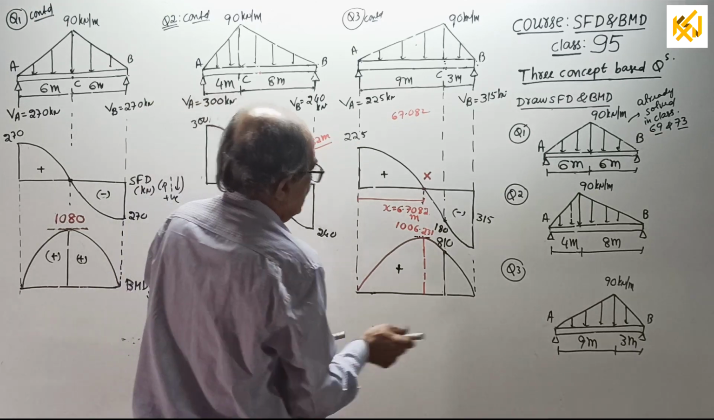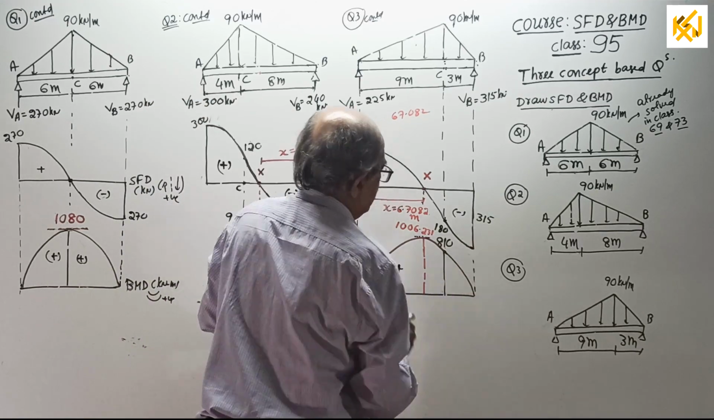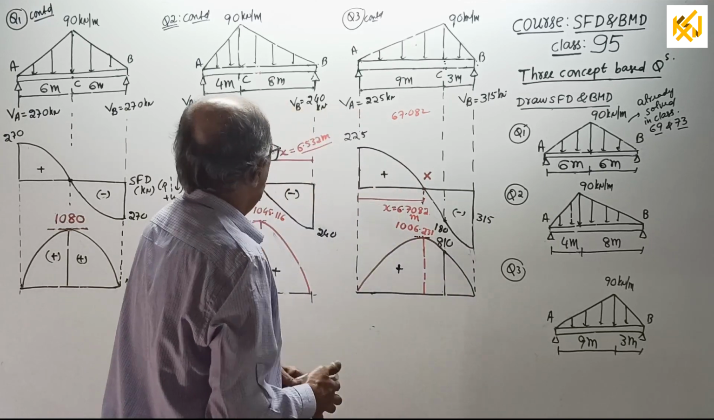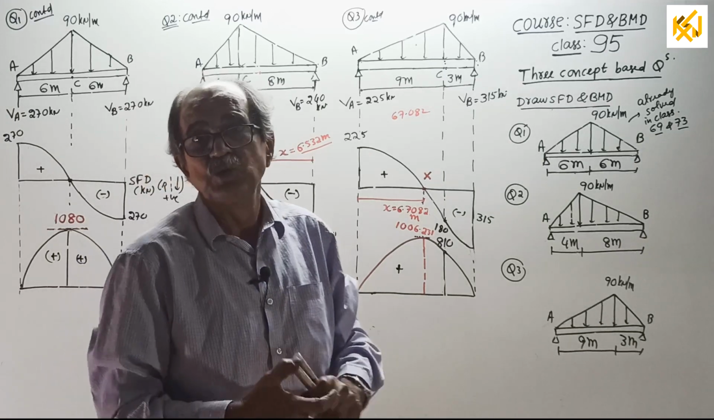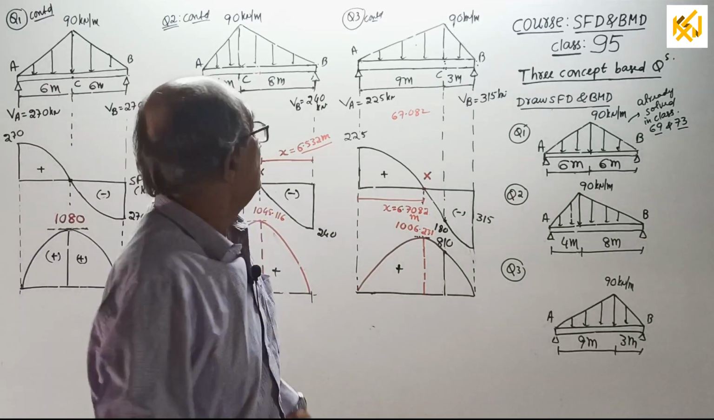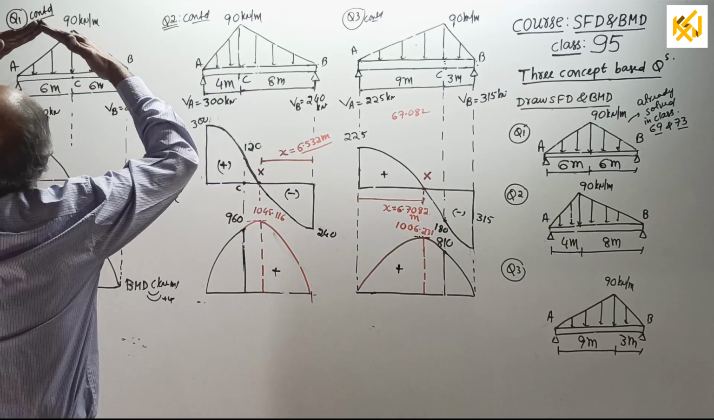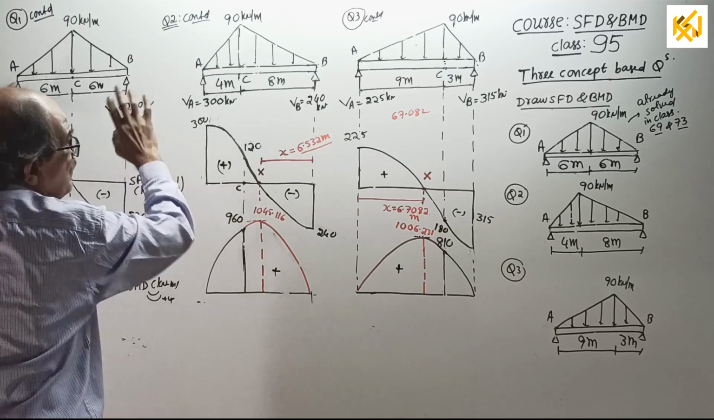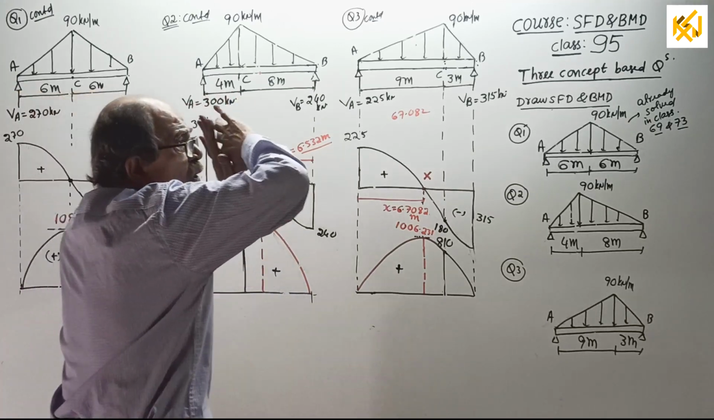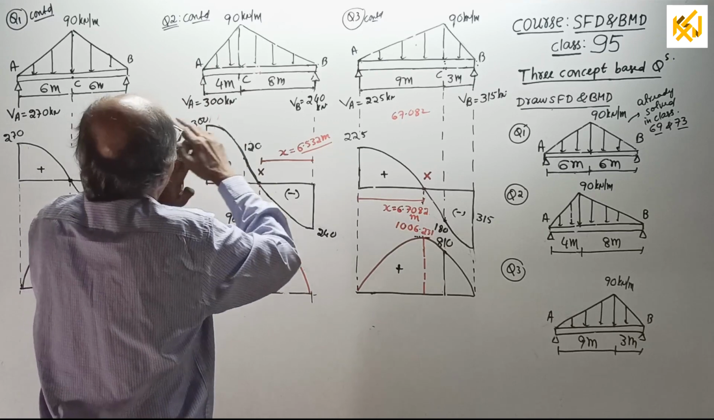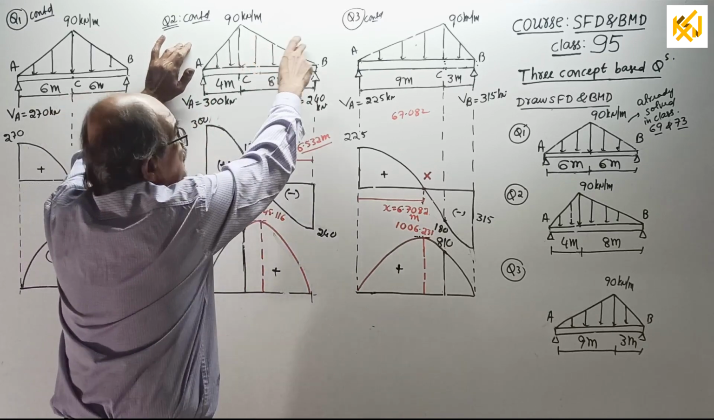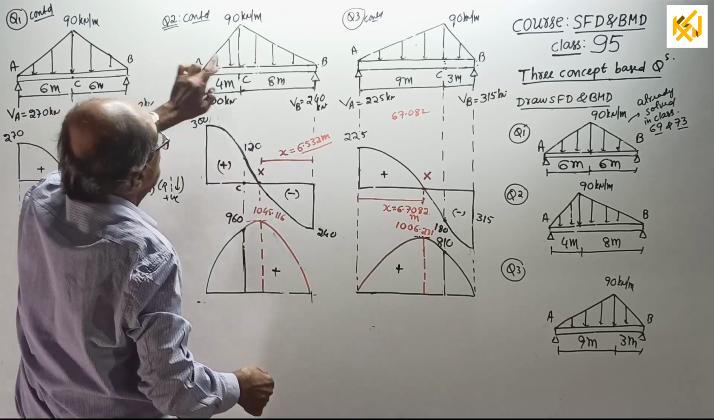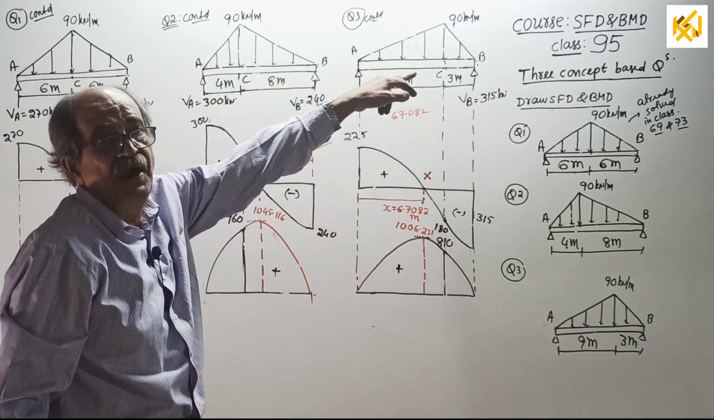In case of, see, small point. Still I am not happy. Now, one very important concept, for those who want it. Here, it is this way. Maximum BM at the center came 1080, so both reactions came 270. Here, more load on this side, less load on this side. So the loaded length is more on this side, but the load is more severe on this side. So this reaction came more, this reaction came lesser, vice versa there.